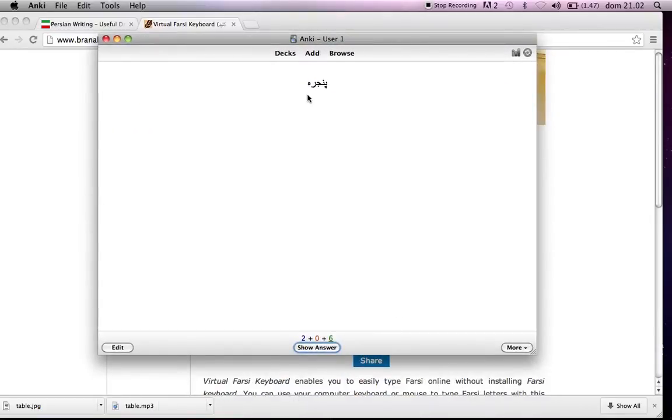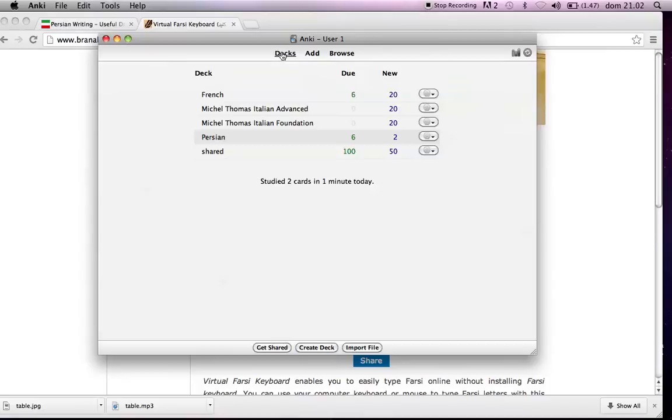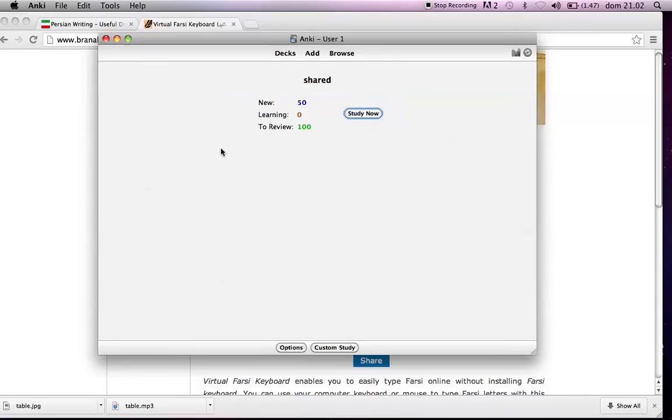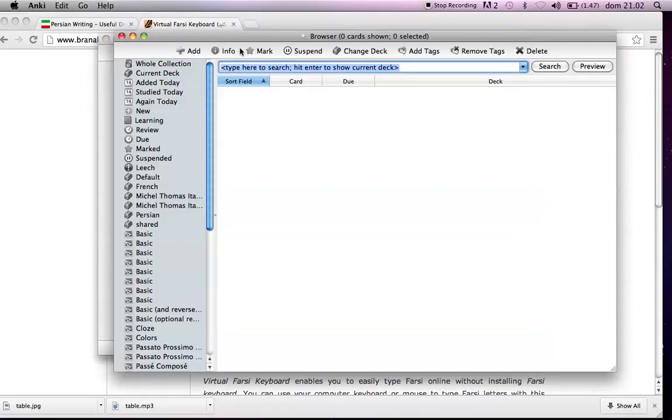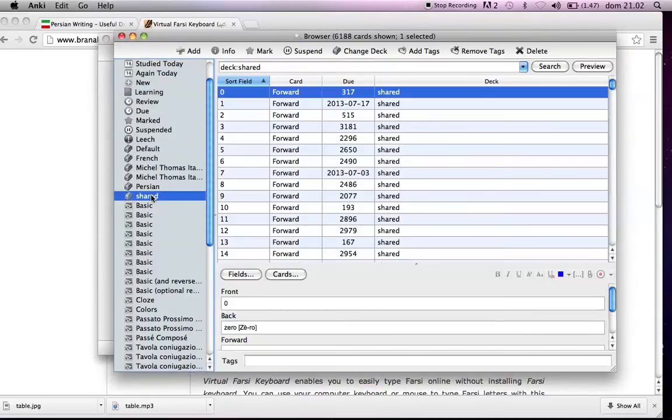I would like to go back to my decks, so I'm just going to click up here and click on decks. And you can see the decks I have. I have a French deck, I have two Michel Thomas decks that I've never studied. And the shared one is my Italian deck, which I haven't studied in several weeks. But I'm just going to show you what a fuller deck looks like. So, browse, and then shared.